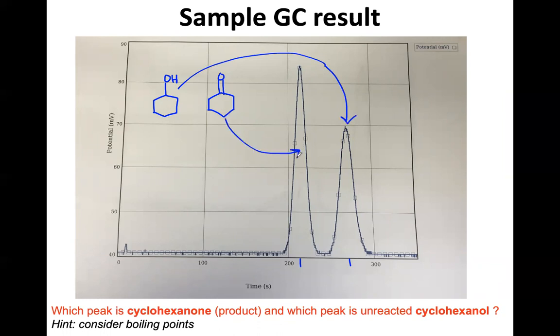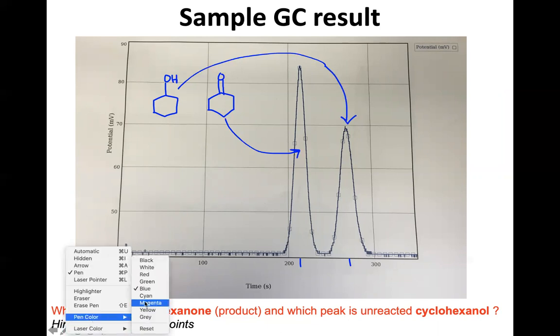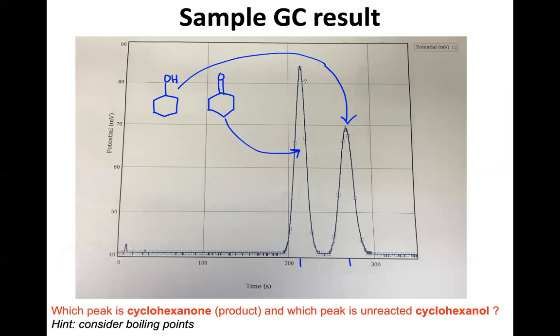Now, based on the integration or the area below the curve, we can make an assessment on how much of each of these things was left at the end of the reaction. So this is the area under the peak, and the LabQuest will do the calculation for us. And then based on this area compared to this area, we can sort of make an assessment on the yield of this reaction, okay?